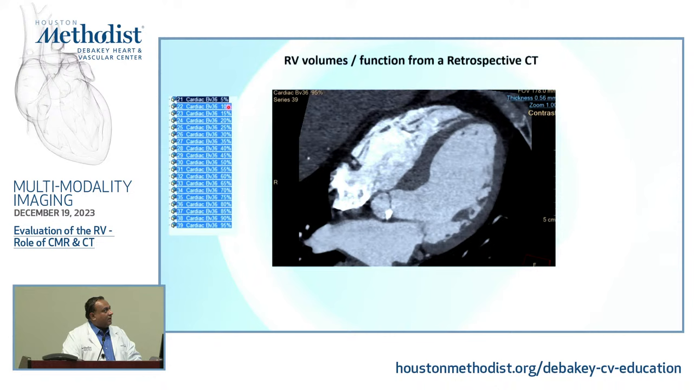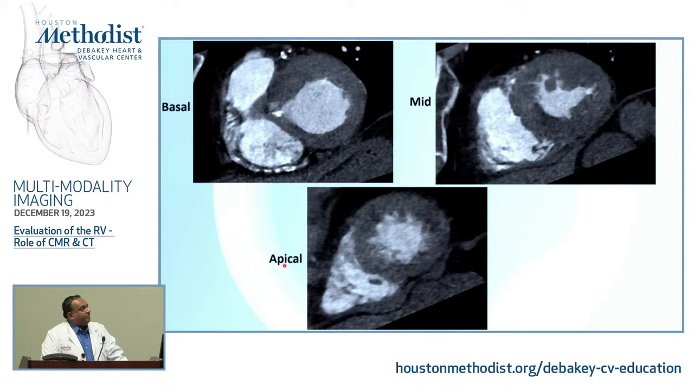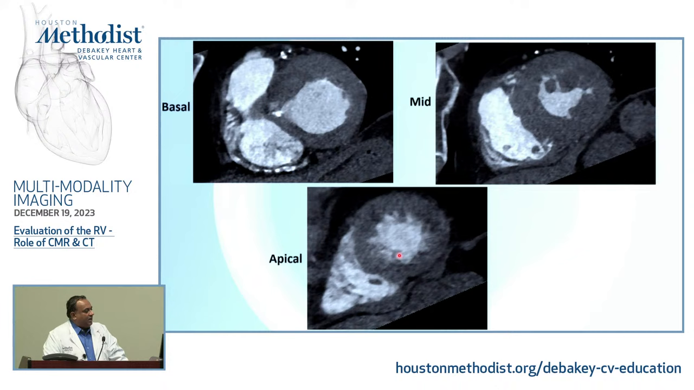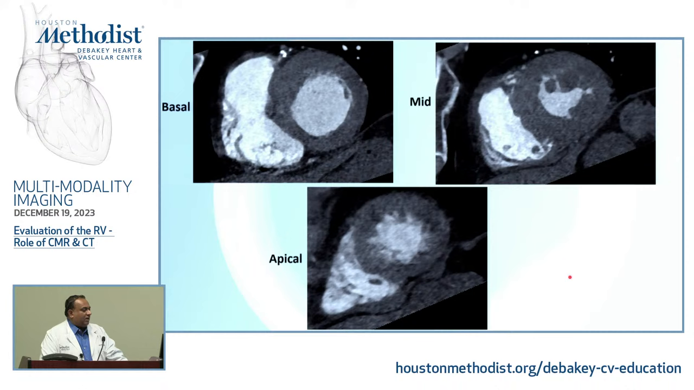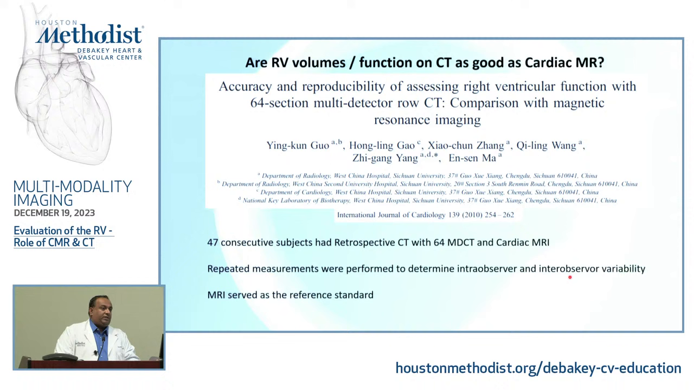reconstructions here are every 15%, and that you feed into the software to calculate the volumes and the ejection fraction. Here is a basal slice, here is a mid-ventricular slice, and then here is a slice at the apex, and the software, just like for MRI, will go over the slices and draw the borders and give you the volumes and ejection fraction. So what is the correlation between CT and the gold standard MRI for RV ejection fraction and RV volumes?